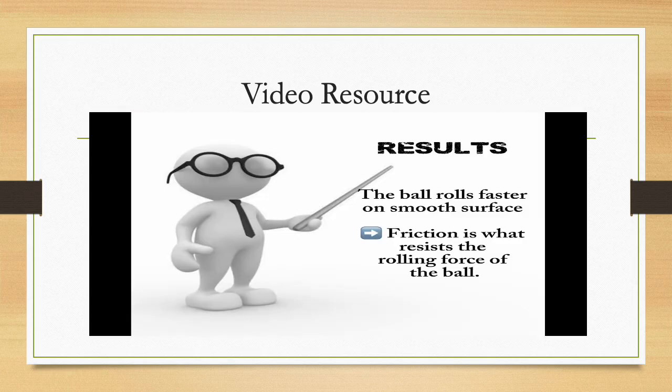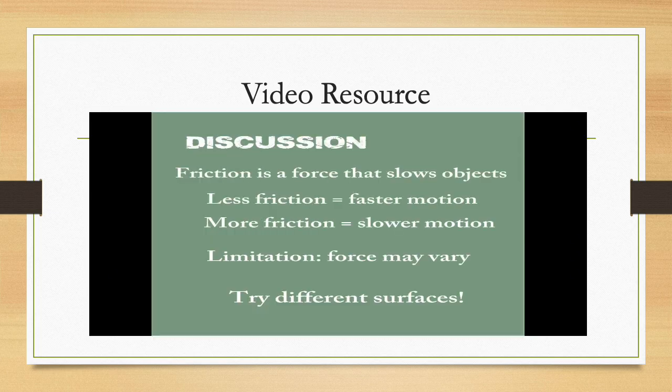From this experiment, we can see clear results. On a smooth surface, the bone moves faster and travels further. On a rough surface, the bone moves slower and stops much sooner. This shows us that the amount of friction directly affects how an object moves, and more friction means slower motion, and less friction means faster motion.